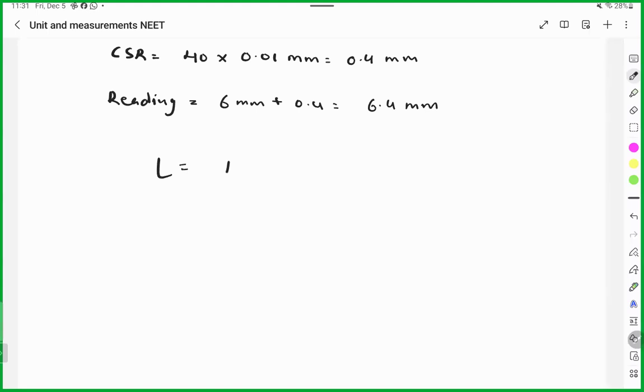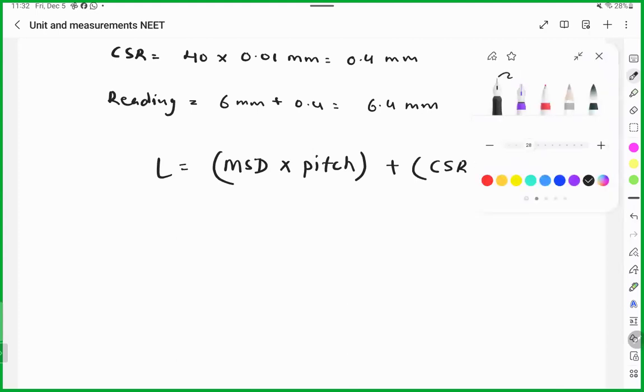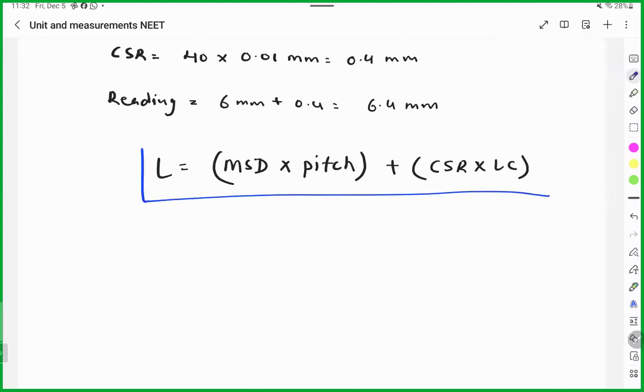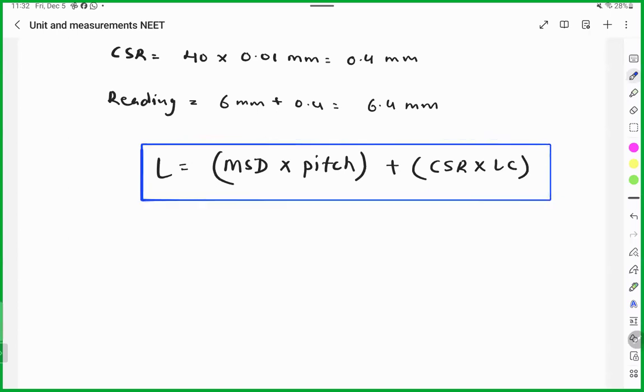So number of main scale division multiply by pitch. I will write: number of main scale division multiply by pitch, plus circular scale division multiply by the least count. You have to calculate the total value.